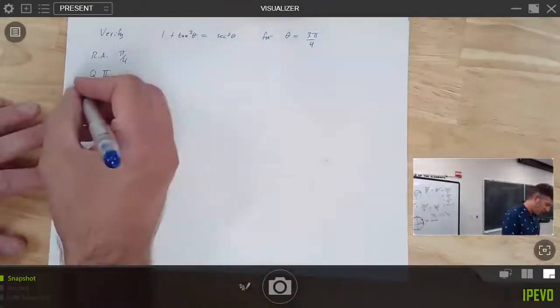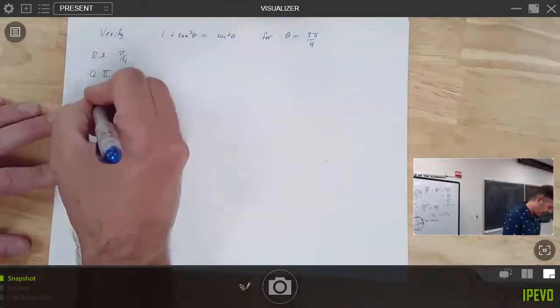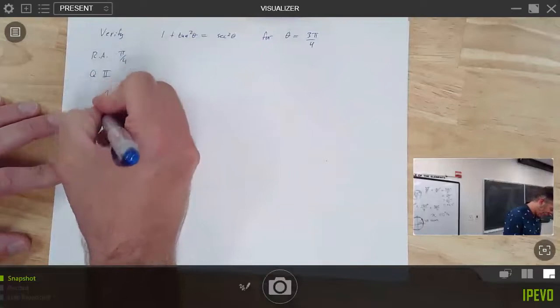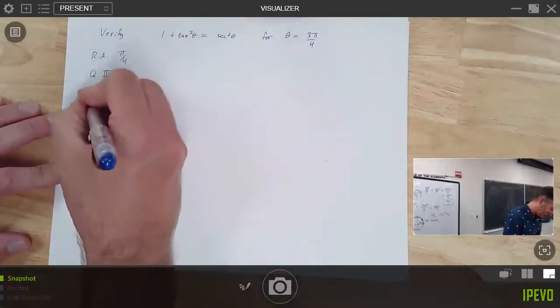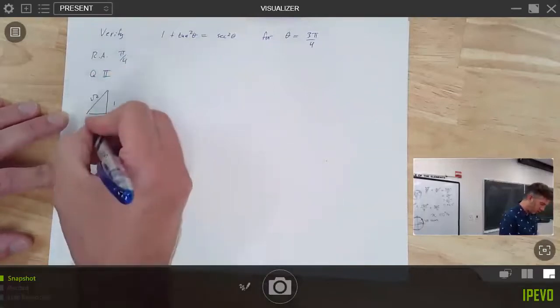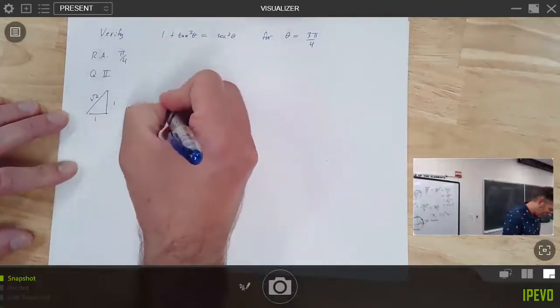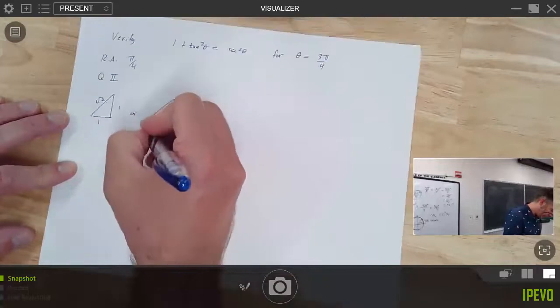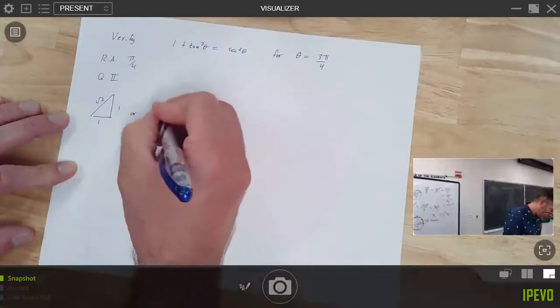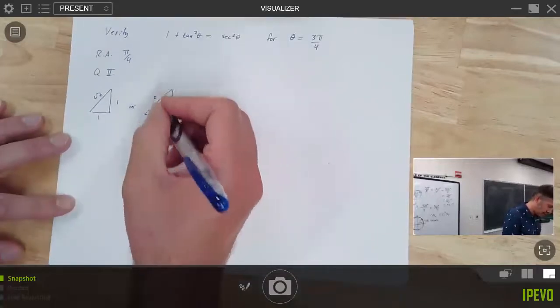The reference angle is pi over 4, or 45 degrees. So here's our nice triangle, and it's a 1, 1, root 2 triangle. Or if you prefer, you can also do it as a root 2, root 2, 2 triangle. That also is totally legit.